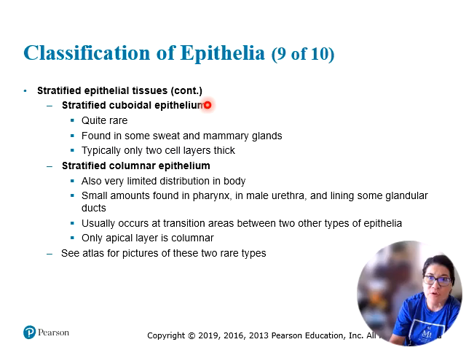Okay, then you have stratified cuboidal and stratified columnar. Stratified cuboidal is rare. Most of the time, if you see stratified, it's going to be either columnar or most likely squamous. So sweat and mammary glands, usually only two cells thick, and then you do have some columnar, like transition layers, male urethra, your pharynx, places like that.